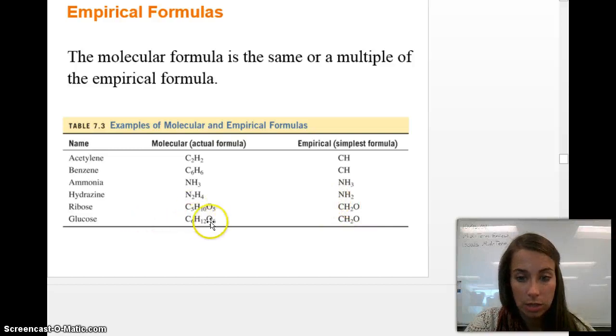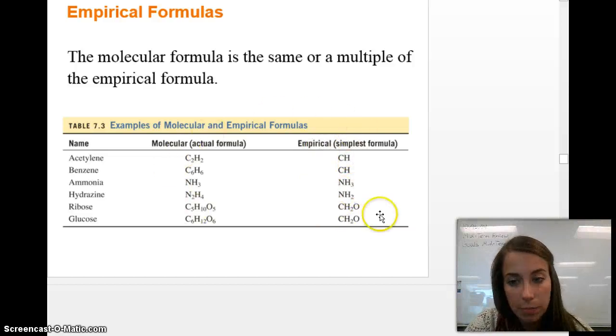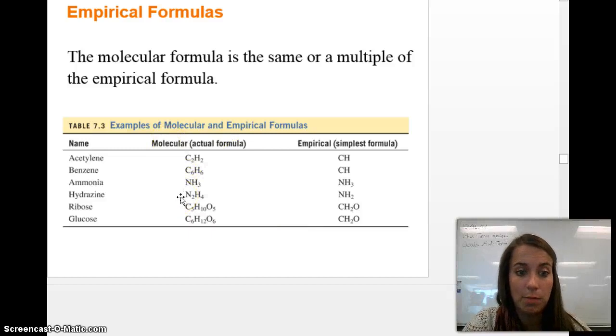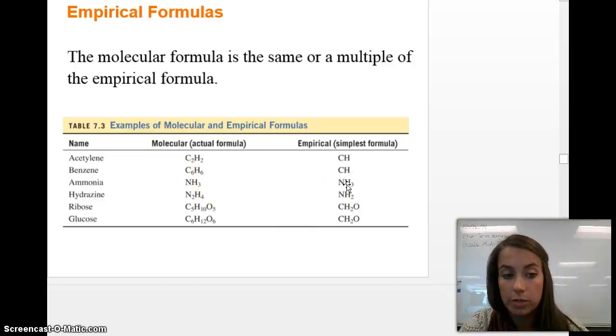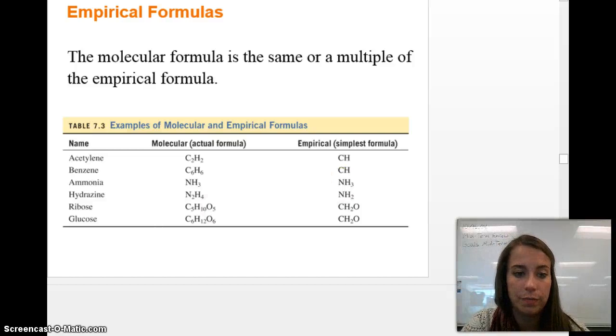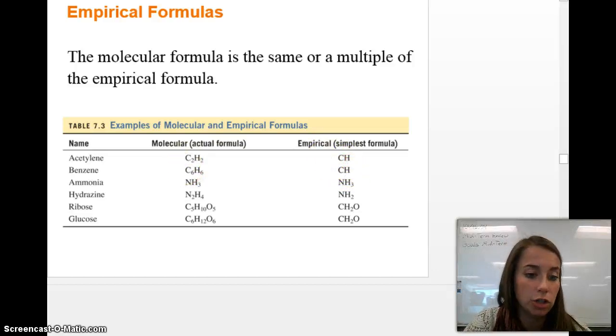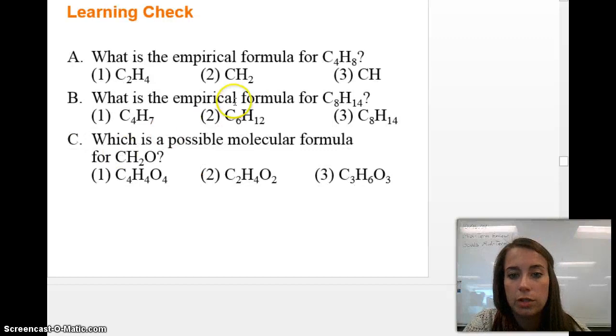Glucose, C6H12O6. Again, it goes down to its simplest form. So you're basically dividing to find the most simple form. This is the molecular formula, how many actual atoms make up that molecule. The empirical formula is just a simpler version of that. And so you can see it's hard to tell; acetylene and benzene both have the same empirical formula, but they are different molecular structures.